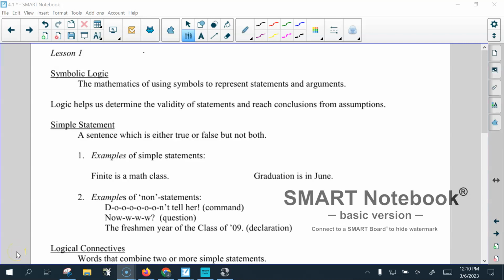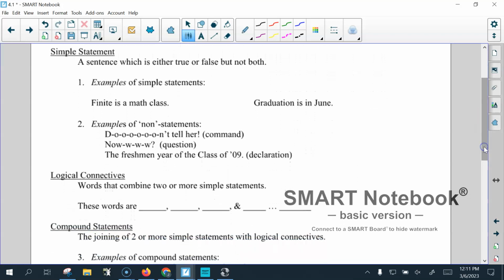All right, so the new unit is on logic, as you can tell from the packet. Symbolic logic is an area of mathematics of using symbols to represent statements and arguments. It's kind of like a shorthand. You're basically just abbreviating, it's kind of like using a code to summarize statements and arguments. Logic helps us determine the validity of statements and reach conclusions from assumptions. So we'll talk about different rules later on.